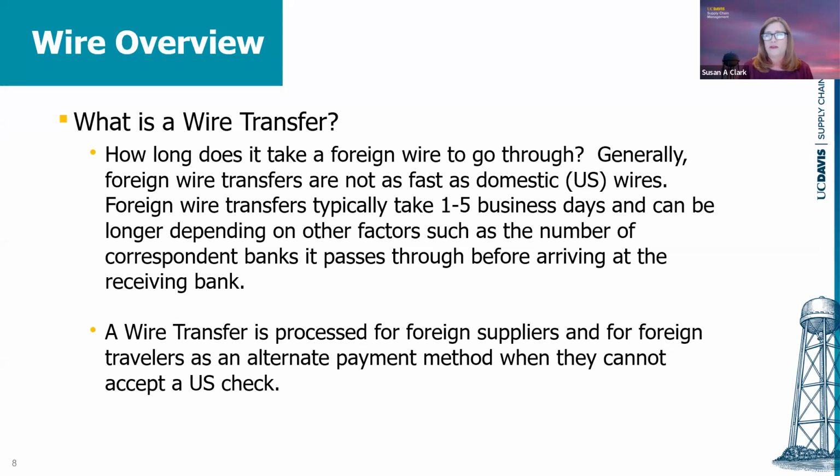So these wires can actually take up to 5 business days to be credited to our supplier's account. And of course, that could be longer just depending on how many correspondent banks are involved in that transaction. Wire transfers are processed for foreign suppliers and for foreign travelers as an alternative payment method when they cannot accept a U.S. check. So basically, it's any traveler that lives outside of the U.S., and any supplier that resides outside of the U.S.